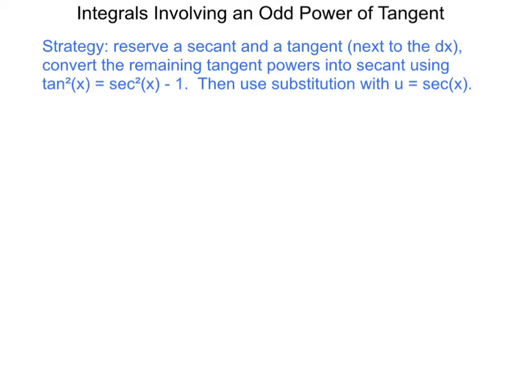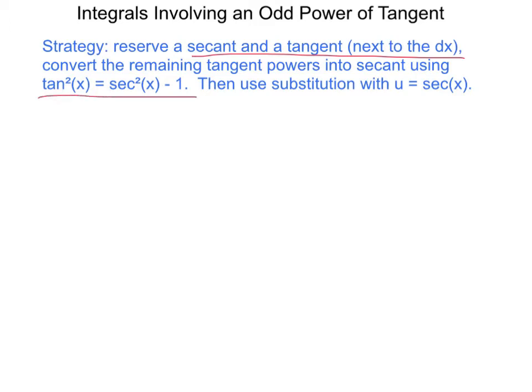What you're going to do is reserve a secant and a tangent. And just like we did in the previous ones, you're going to take those things you reserved and keep them next to the dx. Then you'll convert the remaining tangent powers, which are going to be even, of course, into secant using this identity.